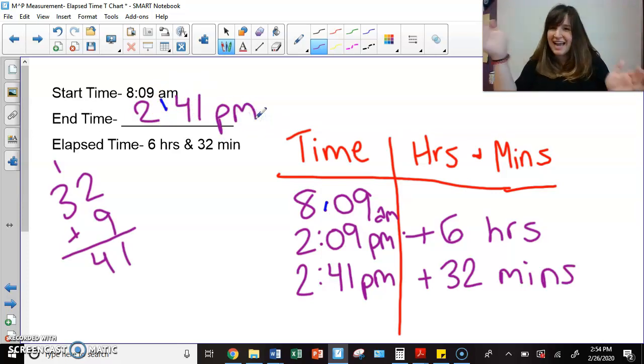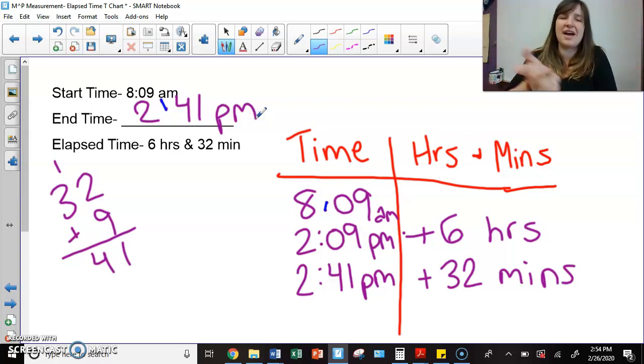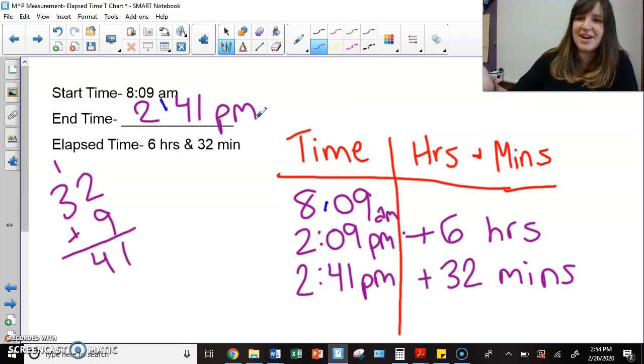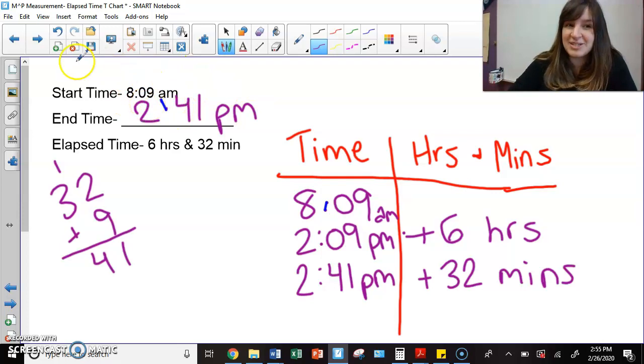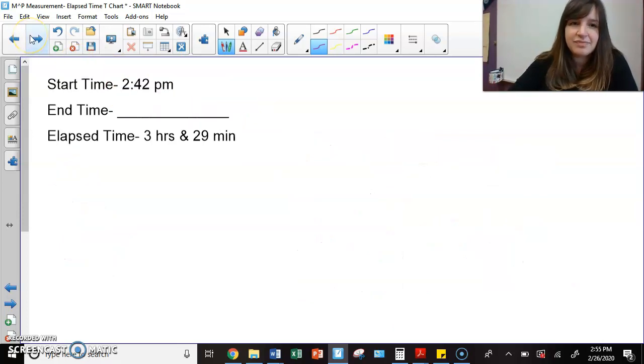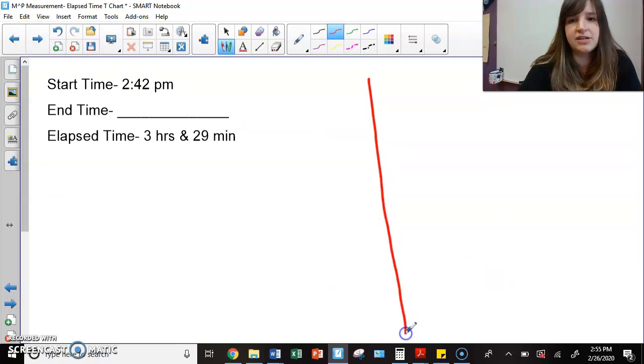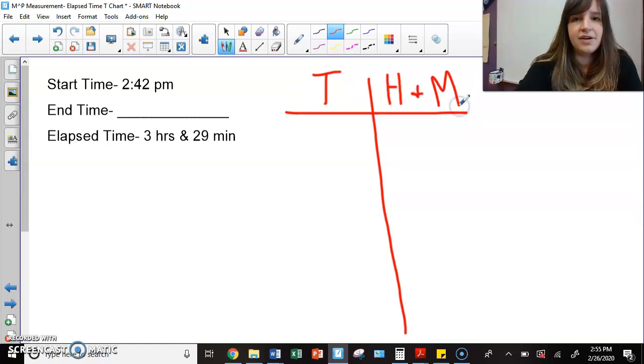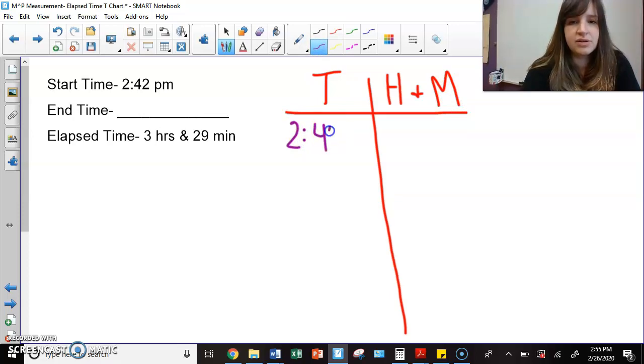Okay, so that one worked out nicely. They don't all work out that perfectly, and I'll show you one that has an extra step in our next problem. But a lot of times they do, so that's the T-chart. So for this problem, let me make my T-chart, time on this side, and then hours and minutes on this side. All right, my start time is 2:42.